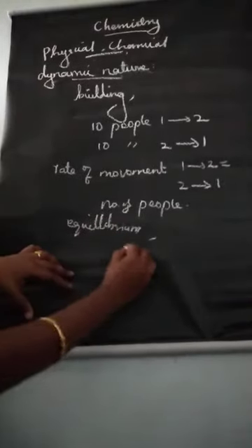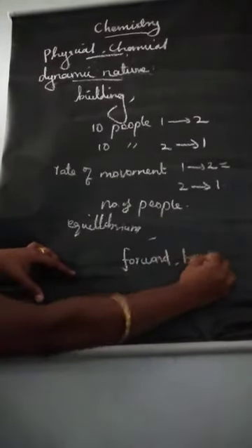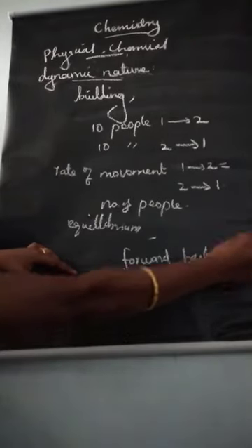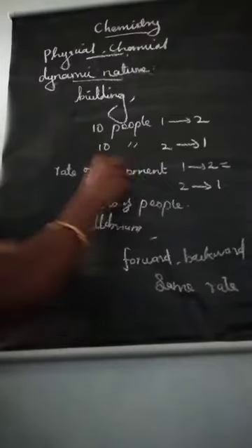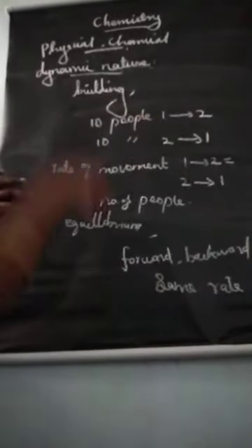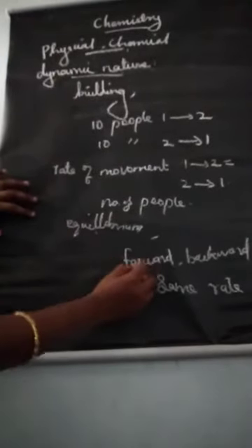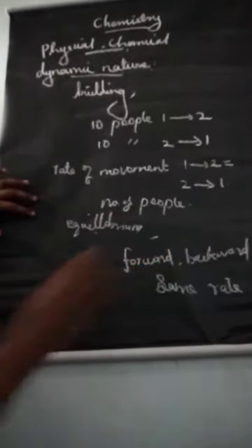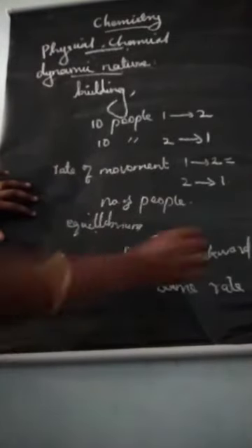Both forward and backward reactions are at the same rate means, here we explained the rate of movement of these two remains the same, isn't it? So from this we are telling the definition correctly. At equilibrium, both forward and backward reactions are at the same rate.